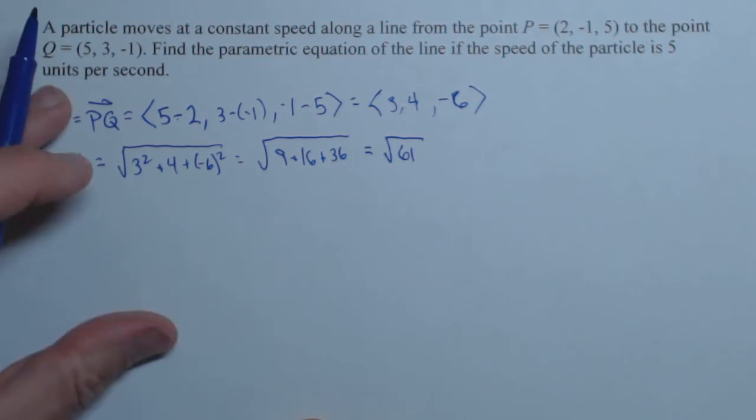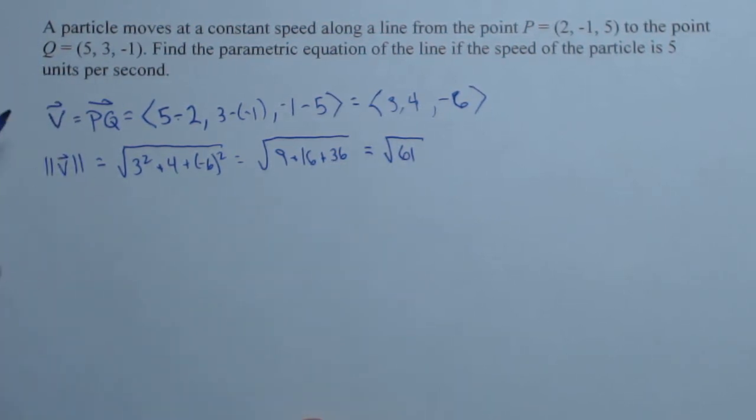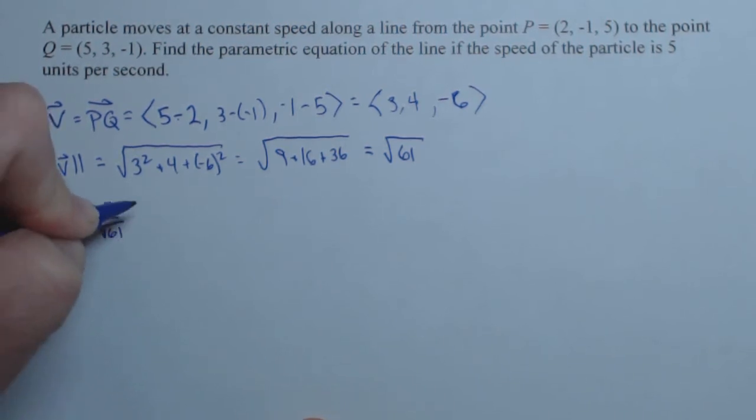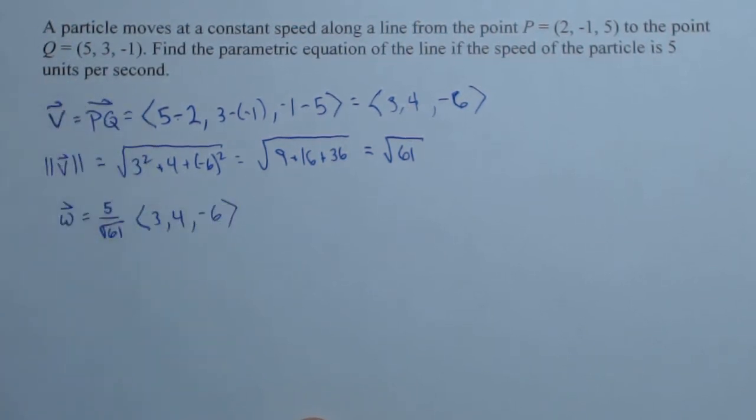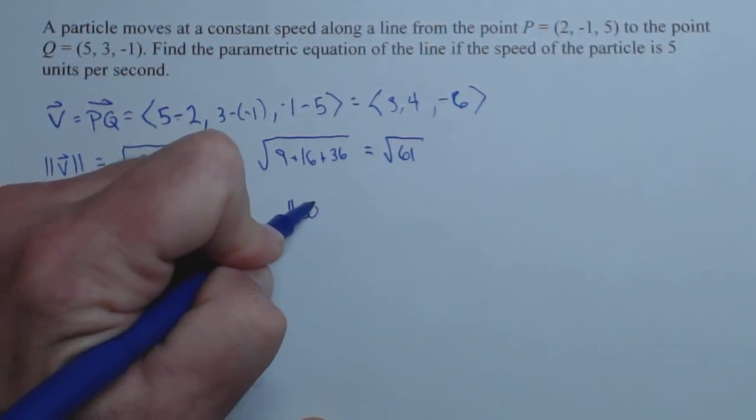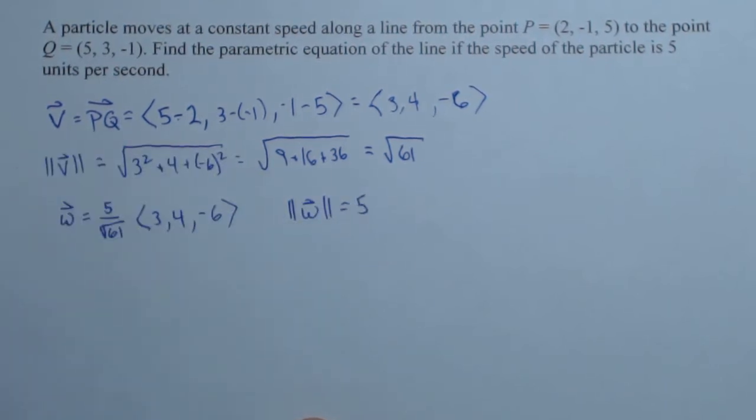Now, I wanted the magnitude of the velocity to be 5. So what I'm going to do is I'm going to make the velocity vector a unit vector. So this new vector, let's call it W, is going to be 5 over square root of 61 times our original PQ vector. Now let's talk about this for just a sec. We're dividing by the magnitude. That makes it a unit vector. Then multiplying by 5 guarantees us that we have a magnitude of 5. So we know that the magnitude of this vector W is 5.